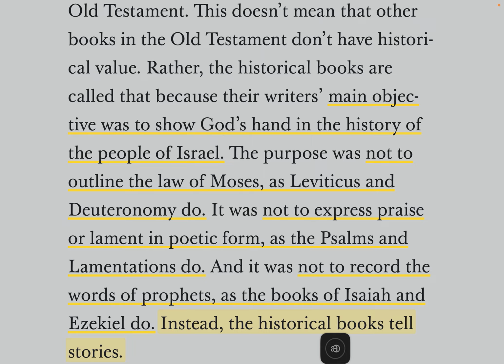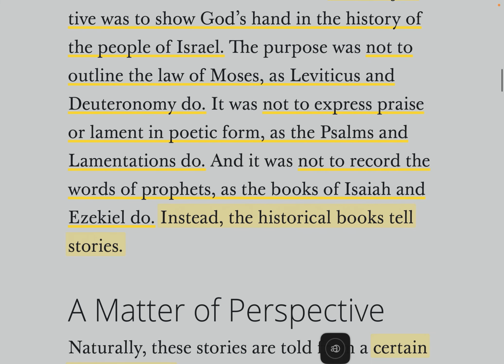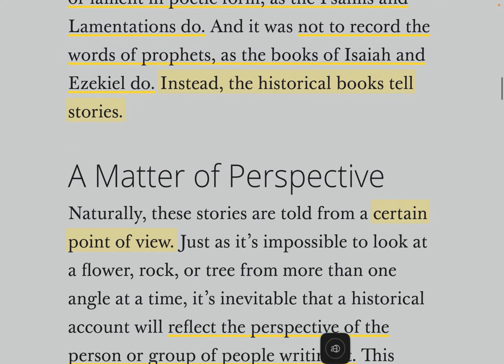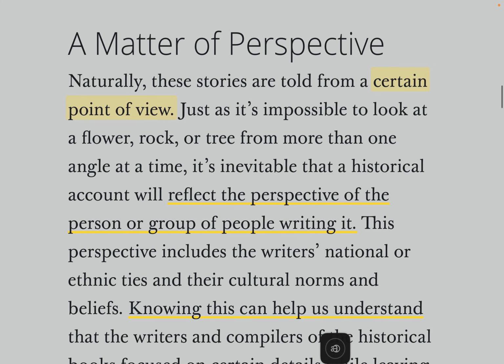The purpose was not to outline the law of Moses as Leviticus and Deuteronomy do. It was not to express praise or lament in poetic form as Psalms and Lamentations do. It was not to record the words of the prophets as the words of Isaiah and Ezekiel do. Instead, the historical books tell stories. And that's sometimes the best way for us to learn, is true stories.